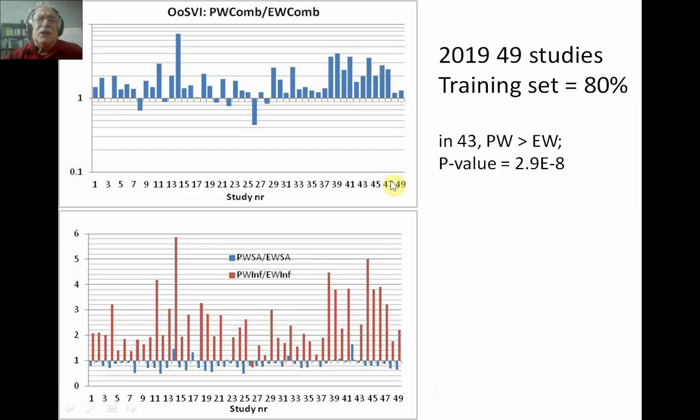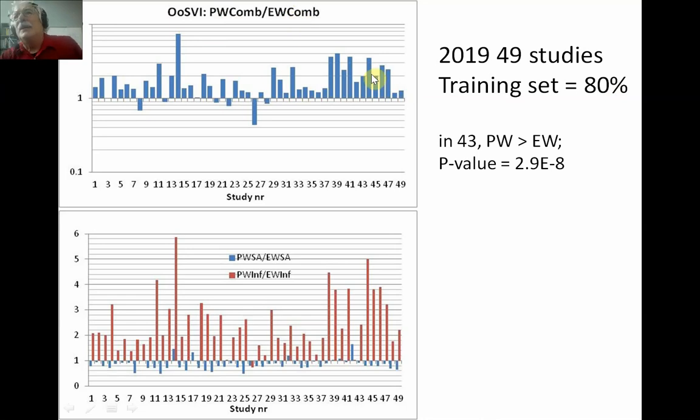However, if we want to put all this information together in one graphic, we select a certain particular training set size. And we're going to set the training set size equal to 80% of all of the calibration variables. And then we get just one number per study. And per study, we can compare the ratio of the performance-weighted combined score with the equal-weighted combined score. And we see this picture.